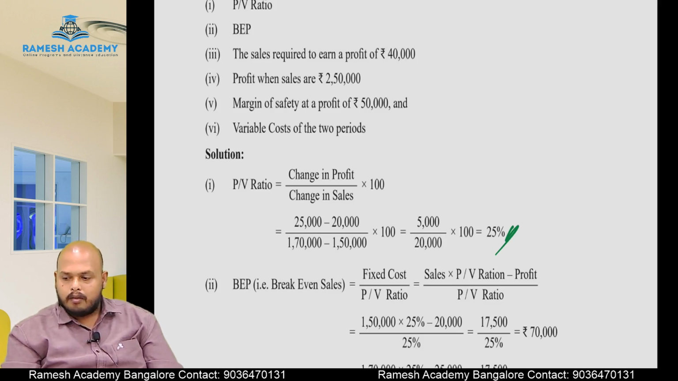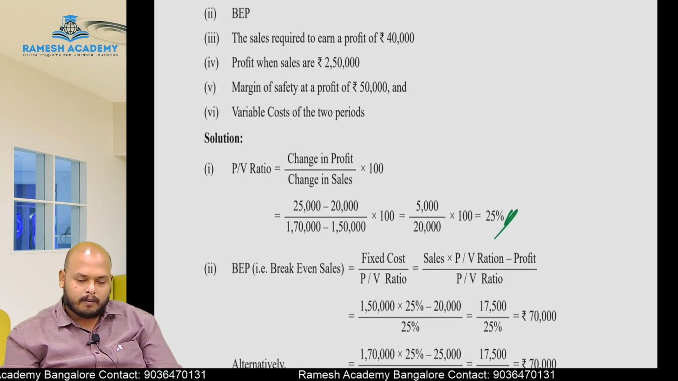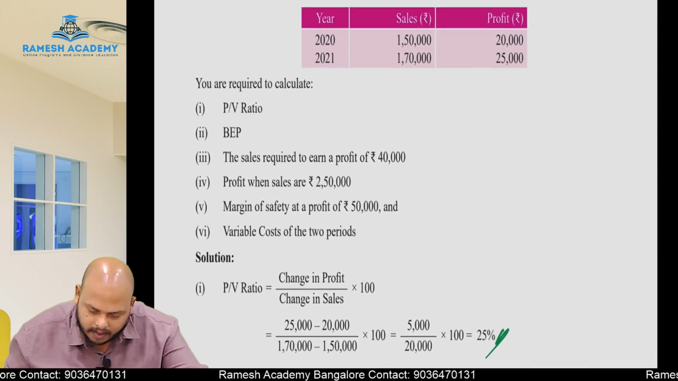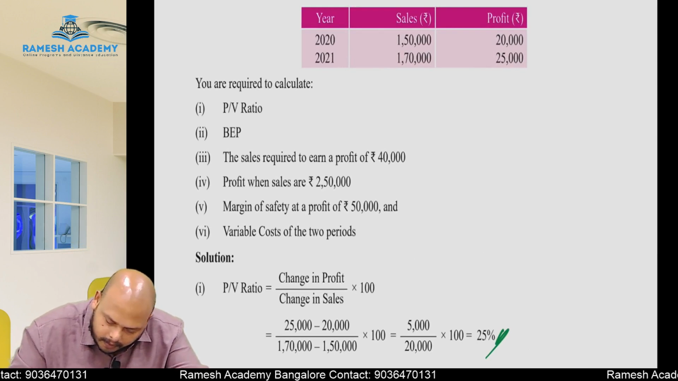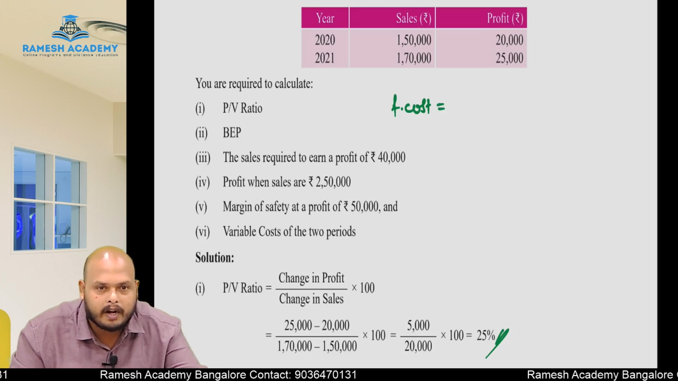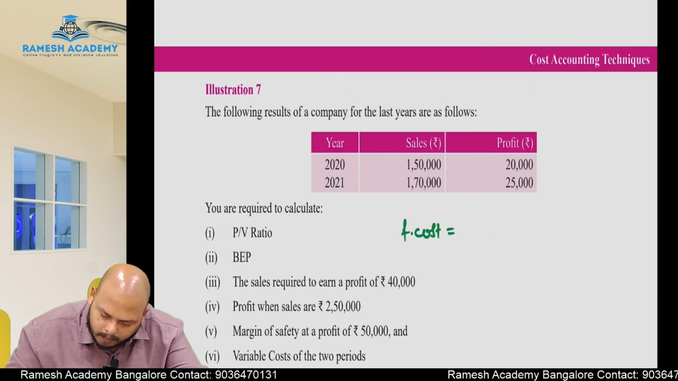Next, break even point. Break even point is equal to, what is the formula? Fixed cost by PV ratio. But in the given question, did they give fixed cost? See here, not given, but we have to find out the fixed cost. Fixed cost is equal to, just now we derived the formula. What is the formula we derived? Sales into PV ratio minus profit.